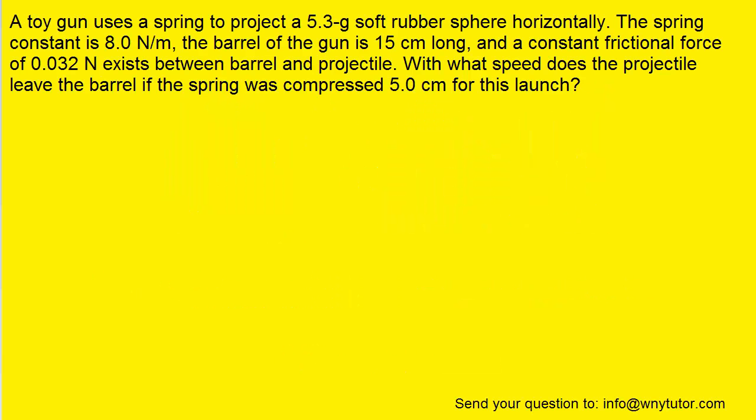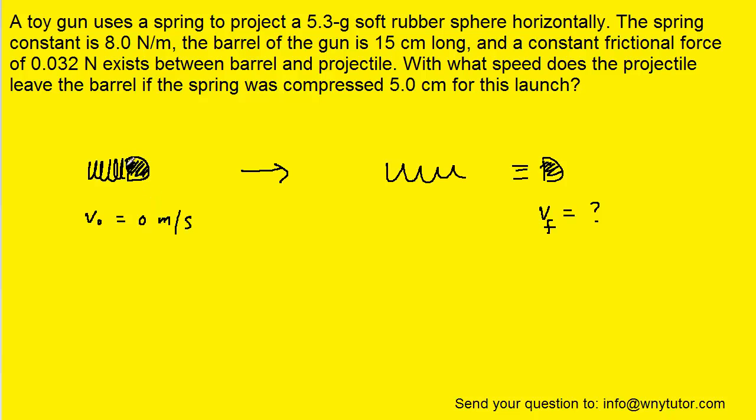If you haven't done so yet, please pause the video and attempt to solve the question on your own before moving on. We can begin to solve the question by drawing a simple picture that represents the information being described. So we have the bullet compressed against a spring with an initial velocity of 0 meters per second, and then it is released, so the spring becomes relaxed and the bullet is launched with some final velocity.